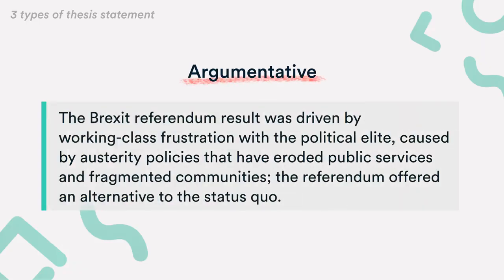Depending on the aim of your paper, there are different types of thesis statement you can choose from. The first type is argumentative, which is the example we used earlier. An argumentative thesis statement should take a clear position, since the goal is to persuade your reader of a claim.